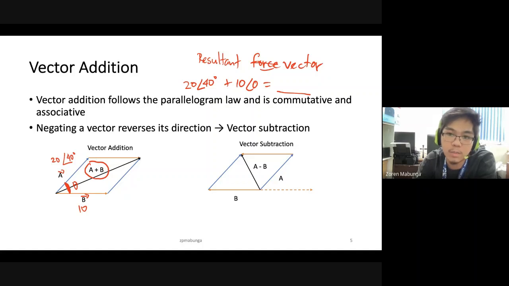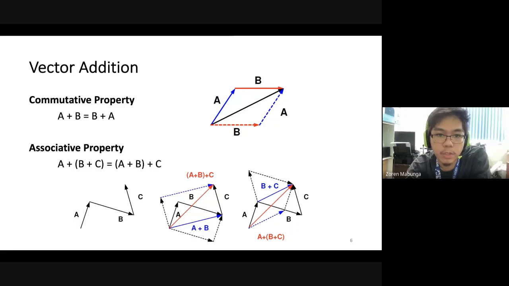Kung subtraction naman, palitan mo lang tong add na to, gawin mong minus. Okay, kasi di ba sabi nga dito, negating a vector reverses its direction. So that is also vector subtraction. Okay, so meron tayong two property under vector addition. First is the commutative property. So if we have two vectors A and B, in-add natin siya, equal lang din yan sa B plus A.